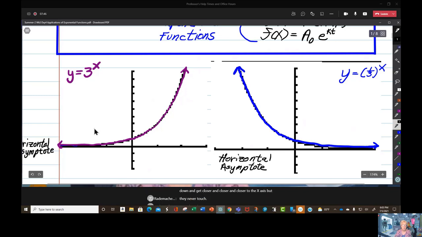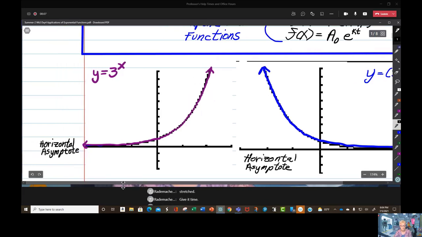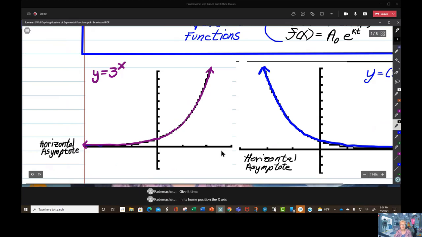Now, these, of course, are exponential functions in their home position. They haven't been moved in any way. They haven't been shifted. They haven't been stretched. Give it time. In its home position, the x-axis is a horizontal asymptote for the exponential function, whether it's increasing constantly or decreasing constantly. Notice, in fact, that this only increases and this only decreases. There's no up and down. It's not a polynomial.